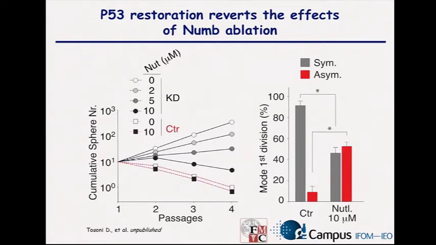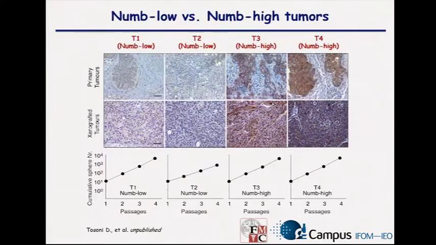And if we go and look at the symmetry versus asymmetry by doing all the little cell counting that I showed you before, you see that in the cells not treated with Nutlin, these are NAM KD, not treated with Nutlin, most of the divisions are symmetric, as you would expect of a NAM knockout p53 null background, but when you put Nutlin, you recover a substantial amount of asymmetric division. So restoring p53 activity reverts the NAM effect.